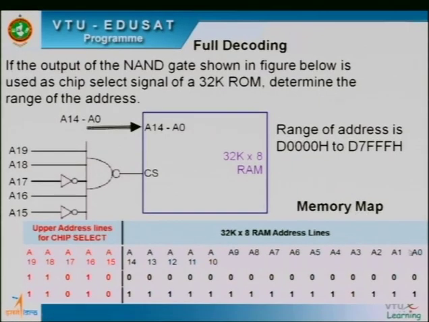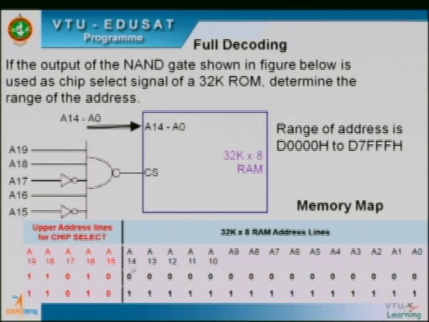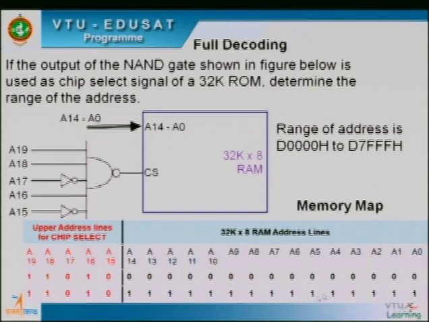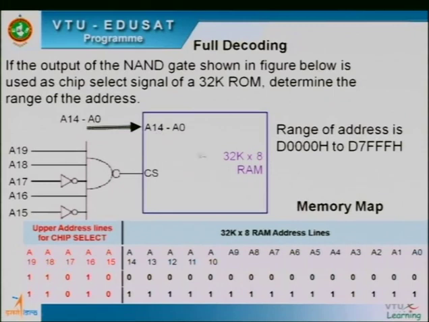The memory map will be from A0 to A19. Remember, your 8086 processor has 20 address lines, and what are the 20 address lines? A0 to A19. In this A0 to A19, only A0 to A14 are required for this RAM. 32K means A0 to A14. So these black ones, that is the A0 to A14, can take all the values. What are all the values it can take? From all zeros to all ones. So each combination on A0 to A14 will access one location in the memory.